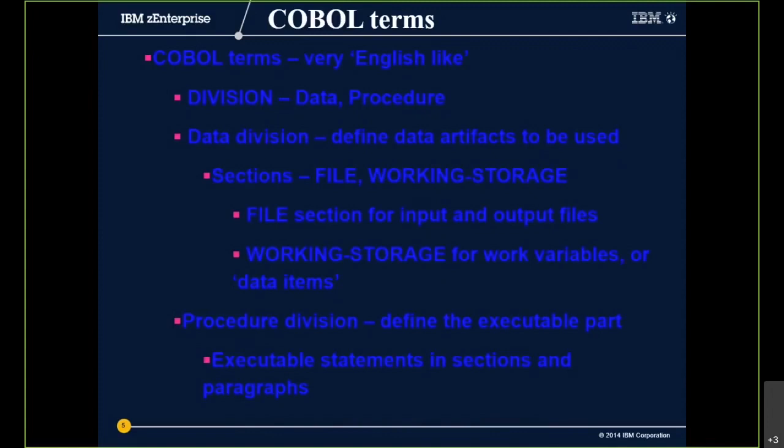Okay, so COBOL programs are divided up into divisions. There's a data division and a procedure division. The data division defines the data artifacts to be used in the program. In most languages, you would call them variables, but in COBOL, they call them data items. It might be a little bit weird, but I'm so used to it, I don't even think about it. In the data division, you define your variables for your program. You also define files in case the program is going to do file input-output, or I/O. So we have a file section, and we have a working storage section for work variables.